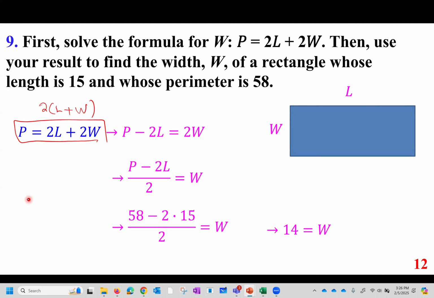So a quick recap, a rectangular shape, the width and the length. The perimeter is 2 times L plus W or 2L plus 2W. They want us to solve for W, so we are going to move the 2L and then divide by 2. We plug in and we come up with the answer.